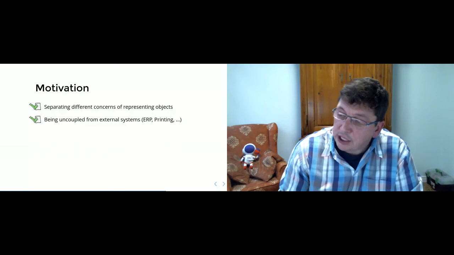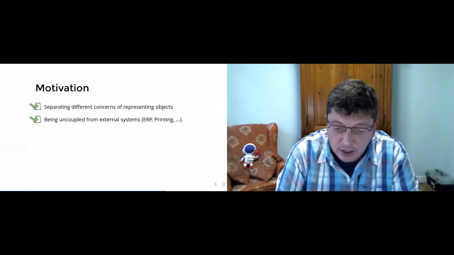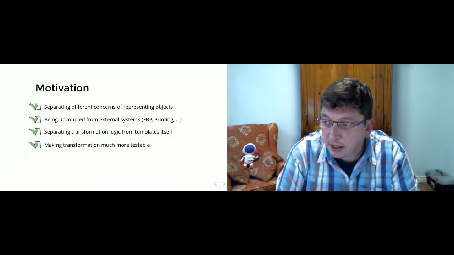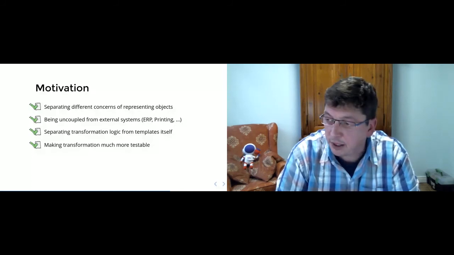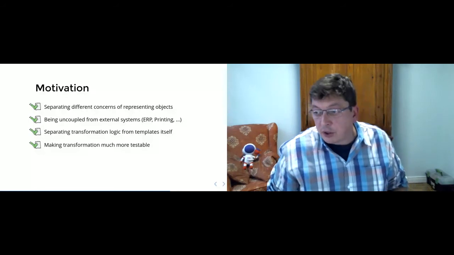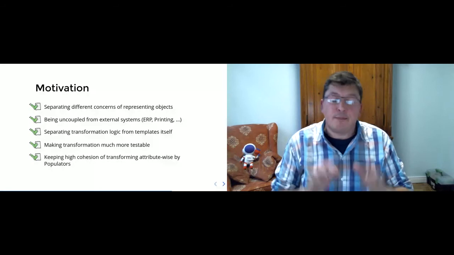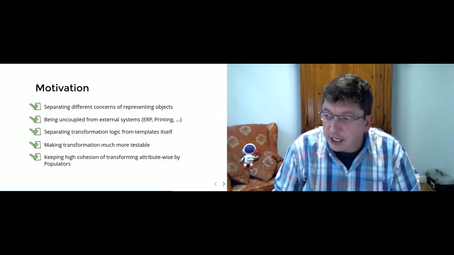And last but not least, by using these populators, and these populators are really simple classes using setters and getters on both sides, we are making the transformation much more testable. Let me say, I'm really a fan of that, because I'm a test-driven developer, and this is why I'm using that pattern here. So we also keep a high cohesion of transforming attribute-wise by these populators. And now, if you're asking, okay, where can I use this pattern?